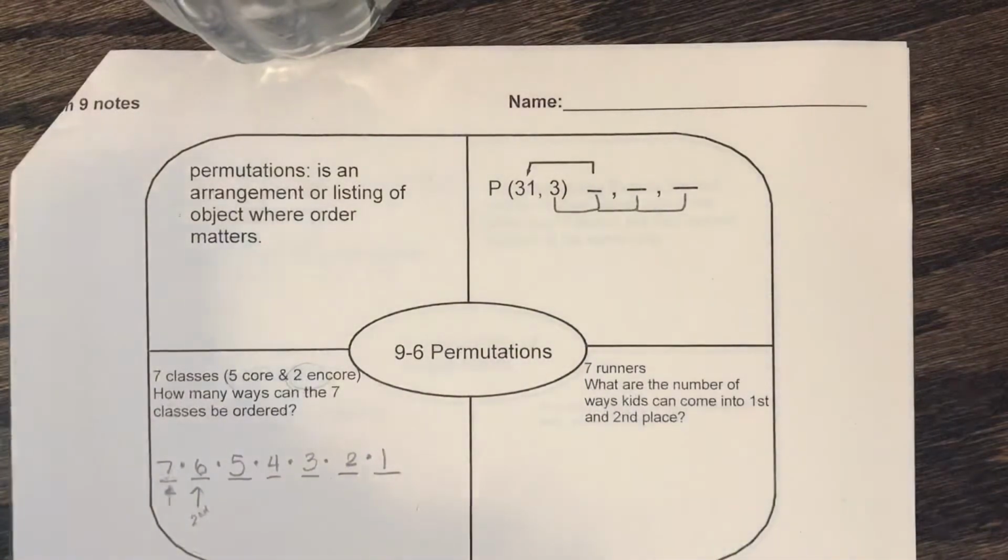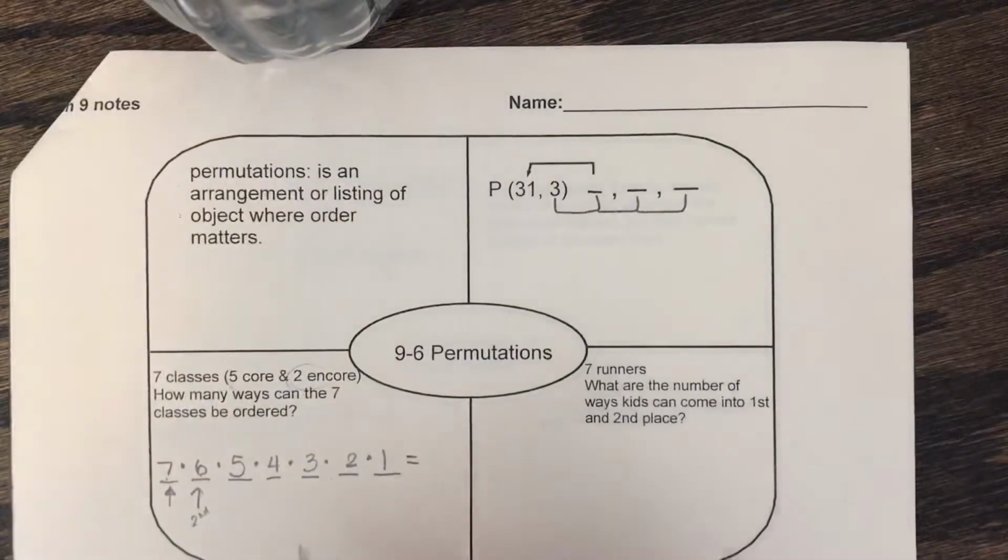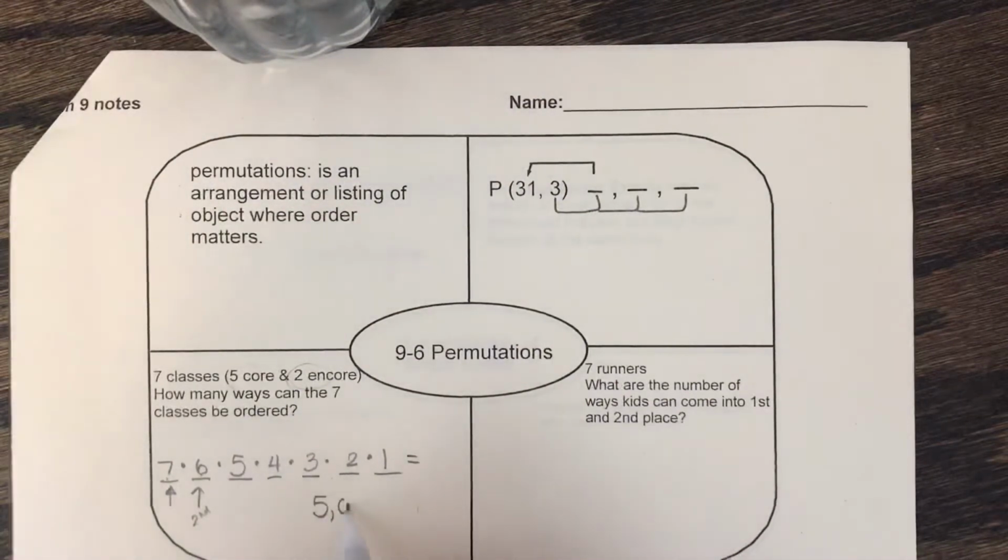Then we take our handy dandy calculator and we're going to do 7 times 6 times 5 times 4 times 3 times 2. You can hit times 1, it's not going to change anything. And we are telling you there are basically 5,040 ways to arrange your schedule for school.